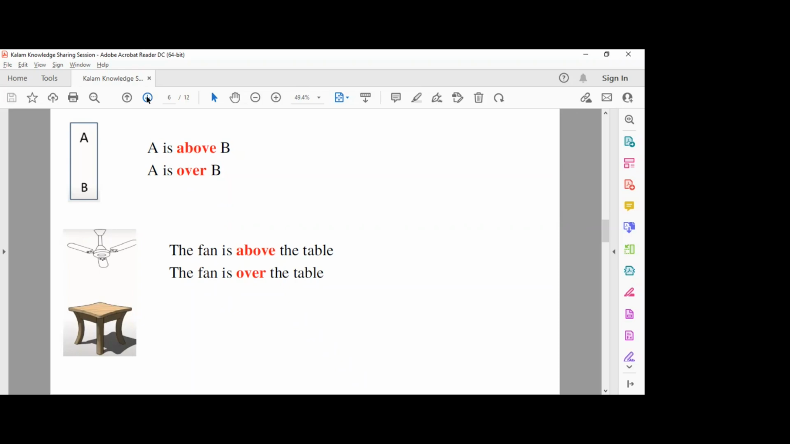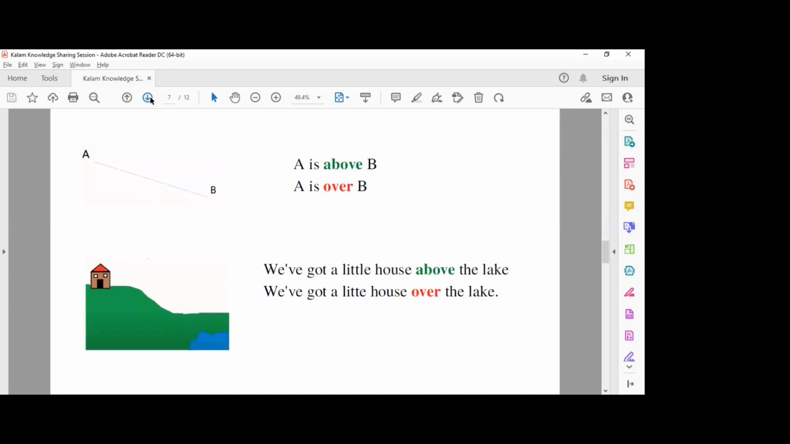Next one is the fan is above the table and the fan is over the table. So here we can use both. I mentioned the difference for both. First one is A is above B. Here A is above B, but it is not in the same point. If it is in the same point, in that case we can use A is over B. But here we can't use over. Why? A and B are in different positions. So in that case we can't use over, but we can use above.